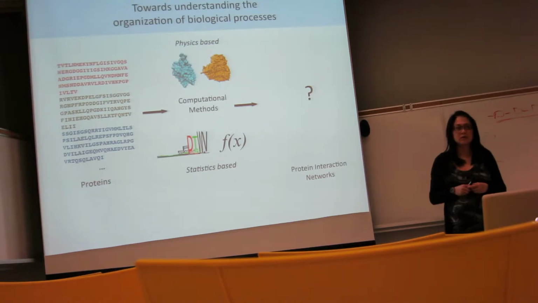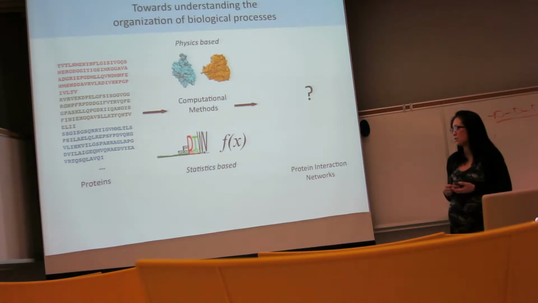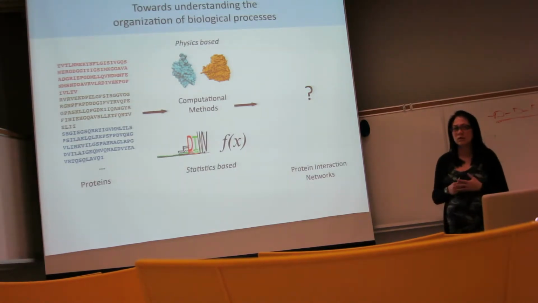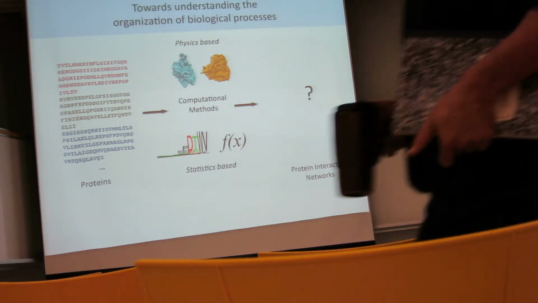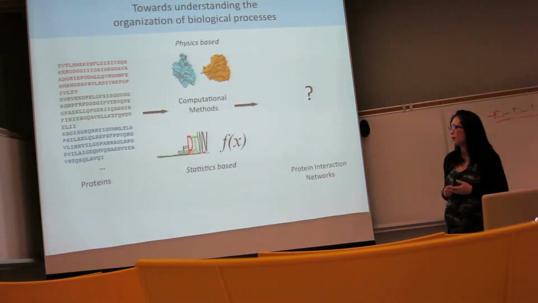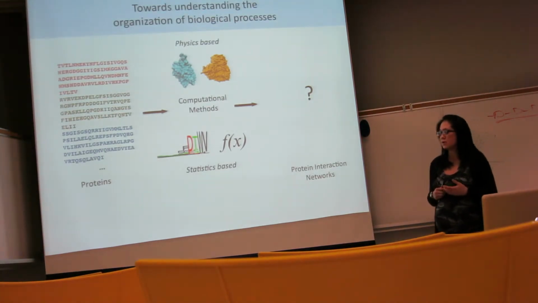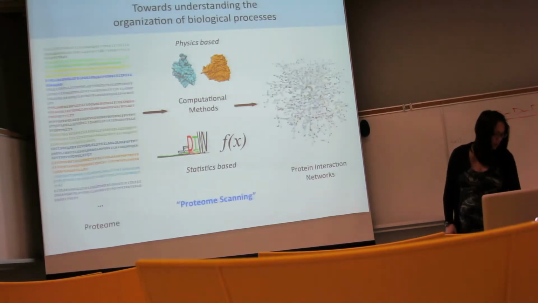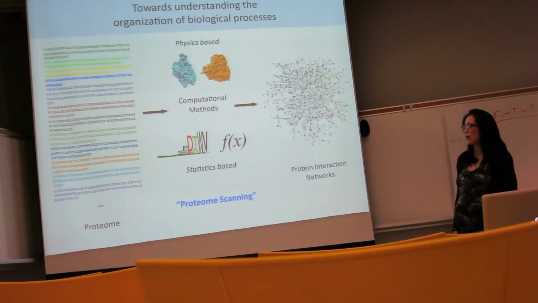So, for instance, physics-based methods often require three-dimensional structures of the proteins to be available. Some statistics-based methods are rather simple and can only consider short sequences. And so the problem of actually predicting protein-protein interactions is very difficult and is not adequately addressed by any method currently. However, if we were able to accurately predict protein interactions, then we could do something like scan a given proteome for interactions and then build a comprehensive protein interaction network in an application I call proteome scanning.